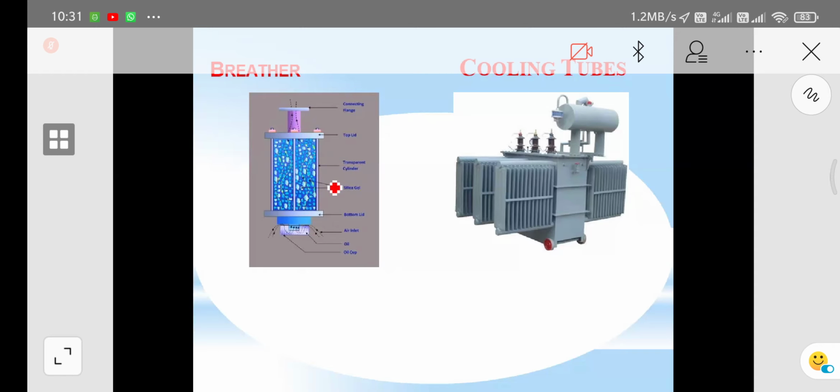The natural color of silica gel is blue here. Later it turns to a pink color.